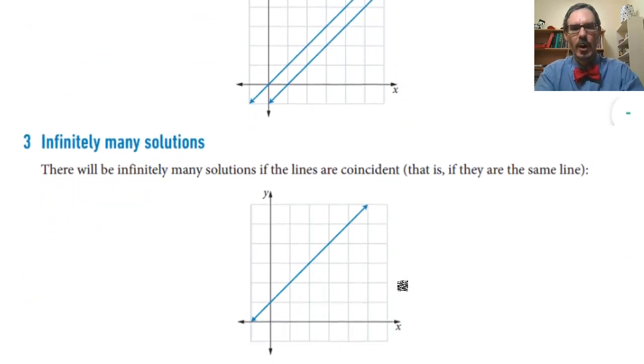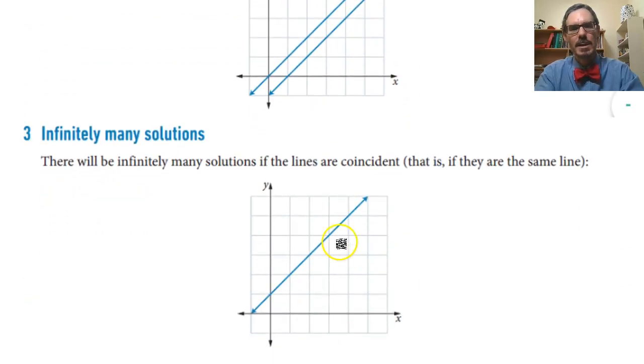Or we might have the 2 equations actually describing the same line. The lines we say are coincident, they coincide. And the solutions we say are indeterminate. There's an infinite number of possible solutions. We can't determine which one is correct.